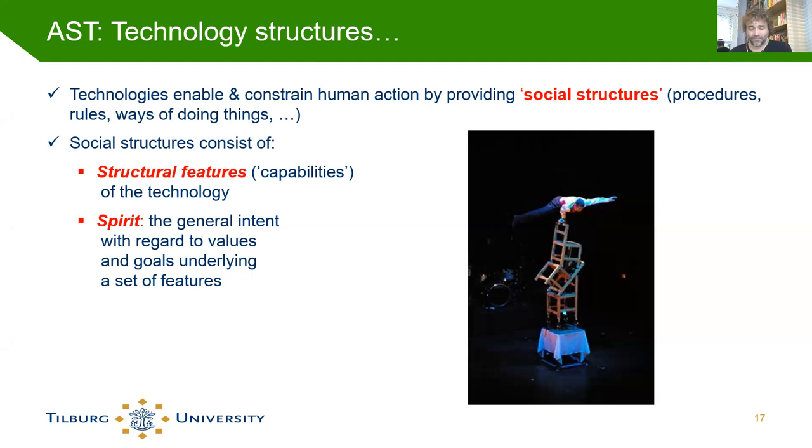If you look at your mobile phone, it contains a lot of structural features, so capabilities of the technology. Those are the rules that are baked into a certain technology. A mobile phone has a screen, it has a microphone, it has all kinds of baked-in settings for what you can do with your telephone. Those are the structural features, the capabilities of a technology. Those are the rules that are baked into the technology and that are fixed.